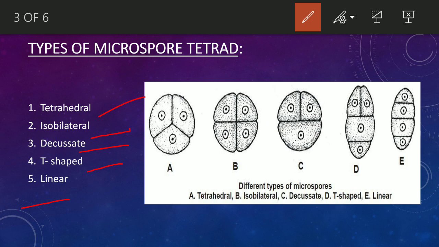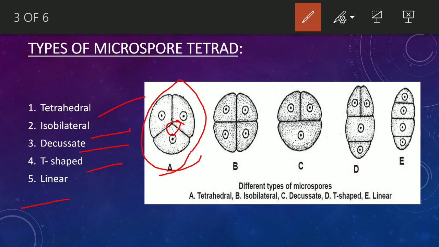Now, what is a tetrahedral microspore tetrad? Pollen grains are arranged in 2 different planes. 3 grains are in one plane and one lies over the other 3. This type of microspore tetrad is commonly found in dicot plants.